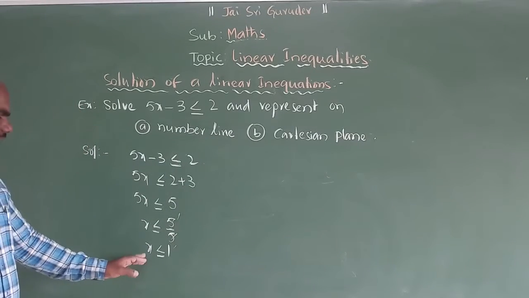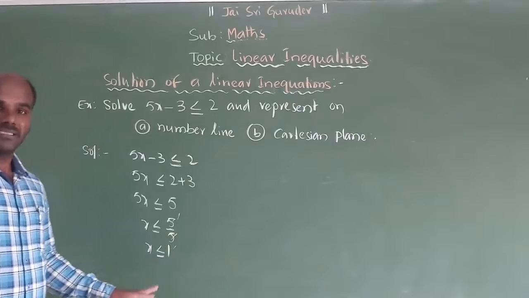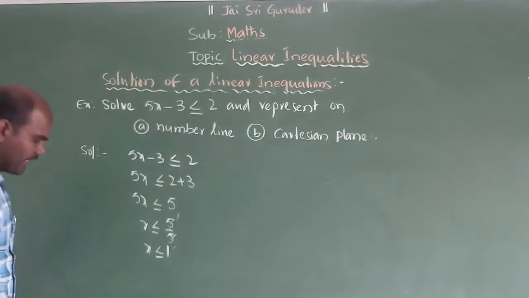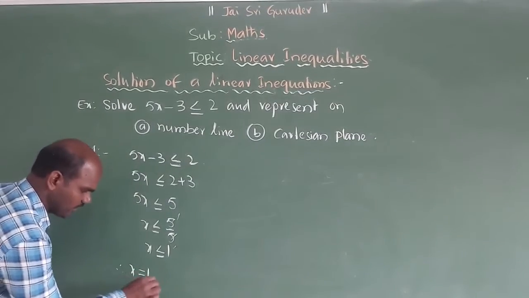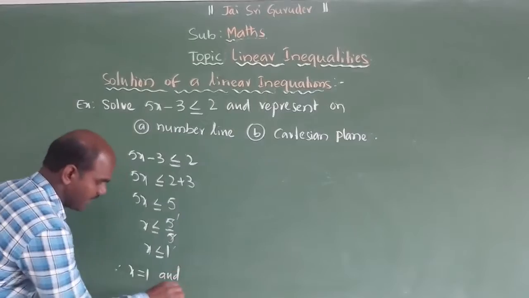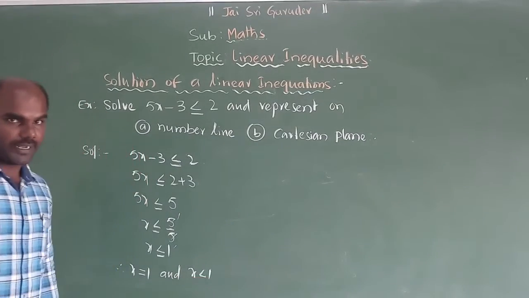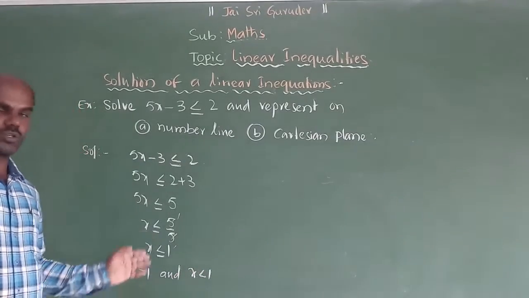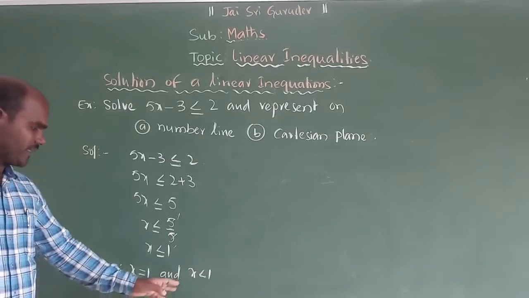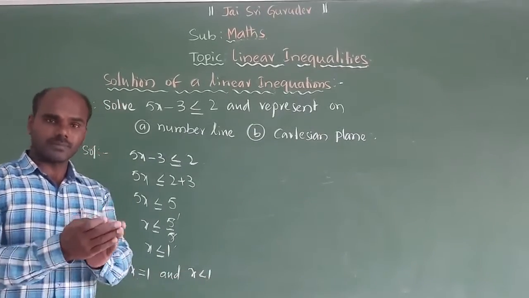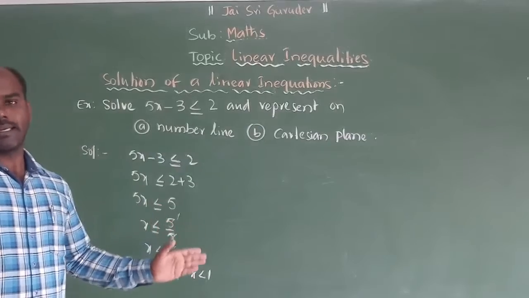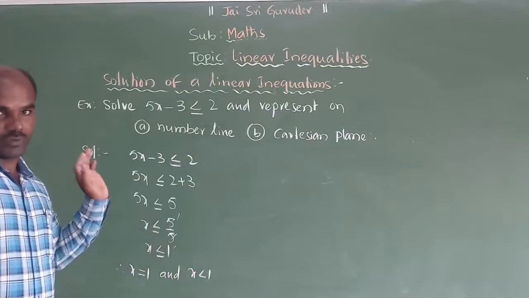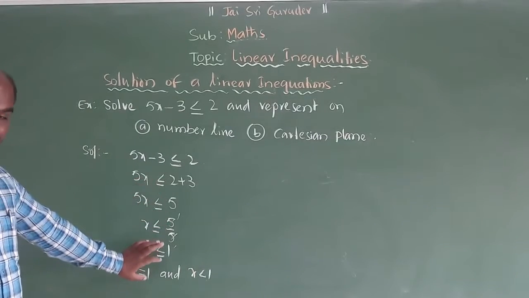What is the meaning of this x is less than or equals to 1? It means x is equals to 1 and x is less than 1. x is equals to 1 is the particular value, and x is less than 1 means 0, minus 1, minus 2, minus 3 and so on. So this is the solution of the linear inequation. The solution is completed now.